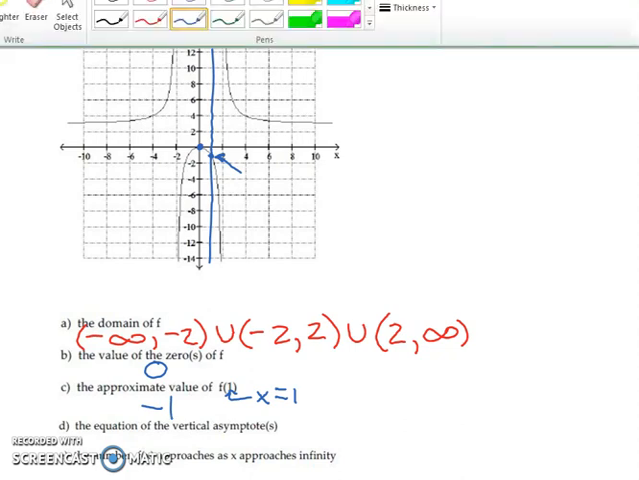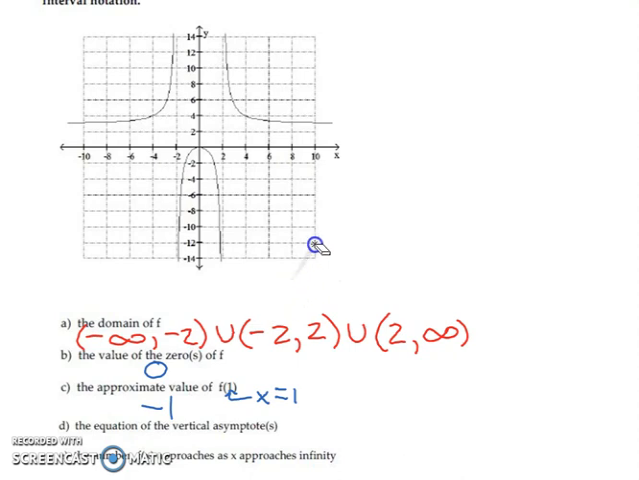Question D. Let me erase some of this stuff up here. Question D says the equation of the vertical asymptotes. I should have erased those, but I already did. We had a vertical asymptote running here and a vertical asymptote running here. When we say vertical asymptotes, remember it has to be x equals. So x equals negative 2, and then we have another one at x equals 2. Those are our two options for that.